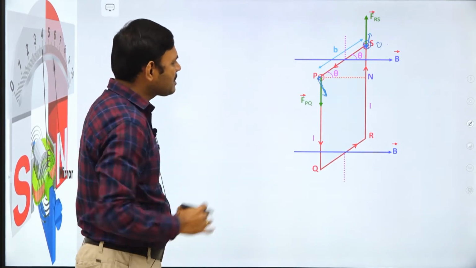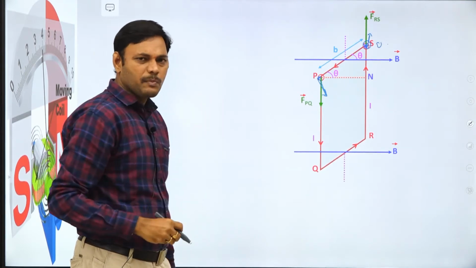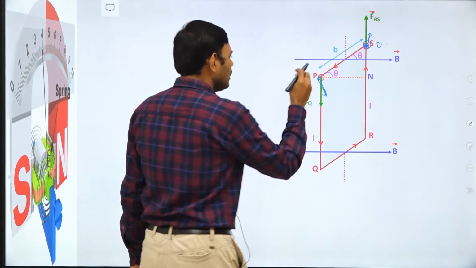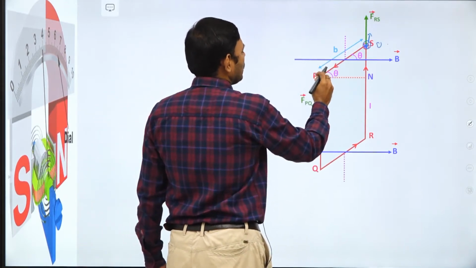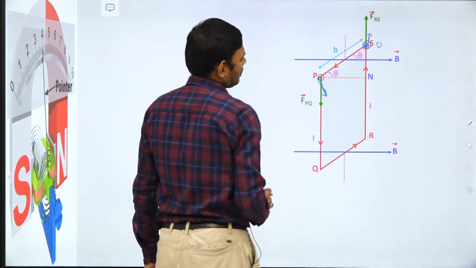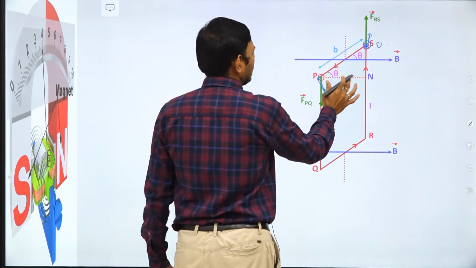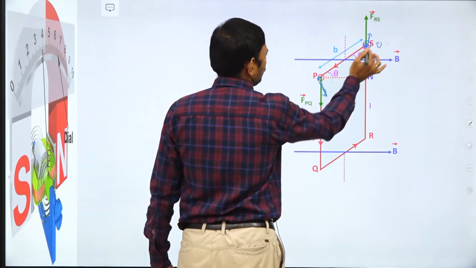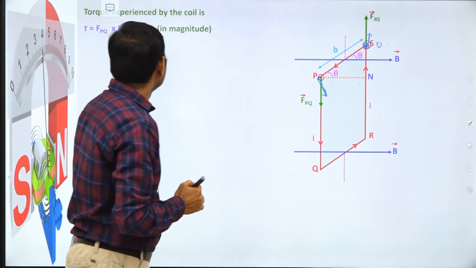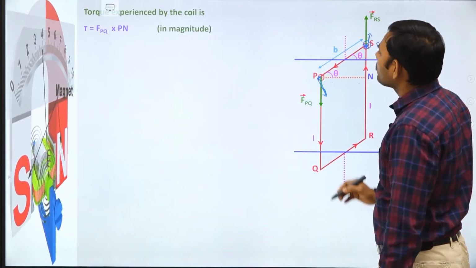The perpendicular distance when the coil face is making theta angle with the direction of the magnetic field, between these two forces, one out of the board and one into the board, is Pn. Clearly we observe this is the perpendicular distance in the right angle triangle. Pn is the perpendicular distance between these two forces, and to find it consider cos theta. Using cos theta we may calculate the perpendicular distance.